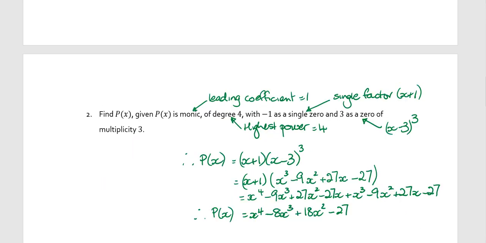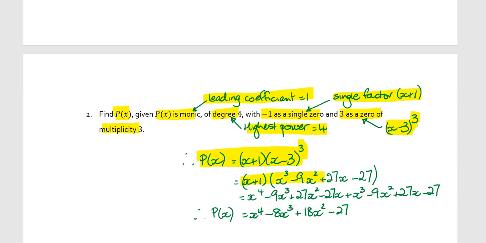Now for our next question, find an expression for p of x given that it's monic, which we know means the leading coefficient is 1. It has degree 4, so it has a highest power of 4. Minus 1 is a single 0, so that's a single root, which means that there's a single factor of x plus 1. And it has 3 as a 0 of multiplicity 3, which means that in the original polynomial, x minus 3 as a factor will turn up 3 times. So our original polynomial is this. And all that remains is for us to actually write that out in polynomial form.